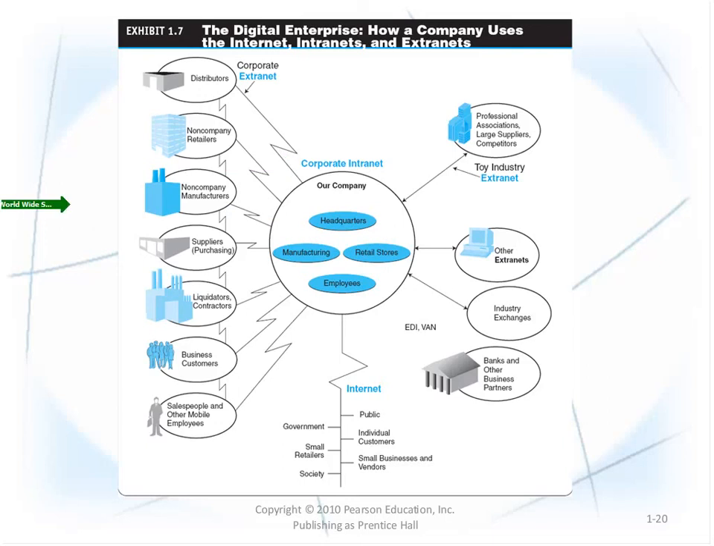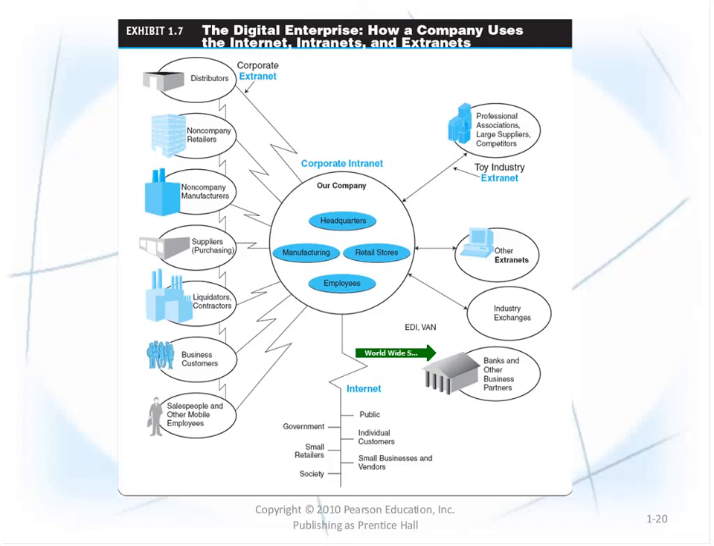And then we have some external parties. We have some extranet. For example, we have our distributors. Other examples of external parties you can see here are suppliers, business customers, or sales people. On the other side you can see some others, for example, banks.